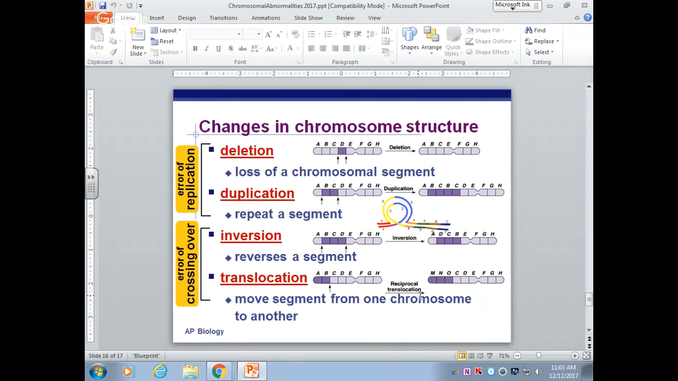Where would the problem happen in meiosis? Would it be in crossing over? Yeah, so the bottom ones, inversions and translocations, are probably during prophase 1. And then up at the top, the deletions and duplications usually happen during replication due to random problems.